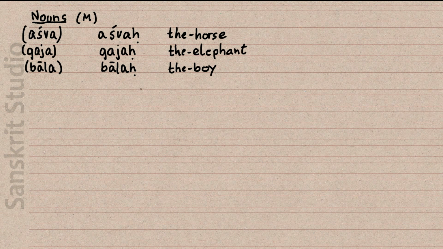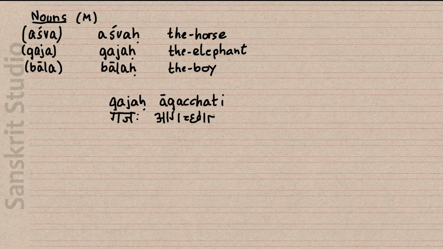So an example here could be: gajaḥ āgacchati. Gajaḥ āgacchati. So the elephant comes.